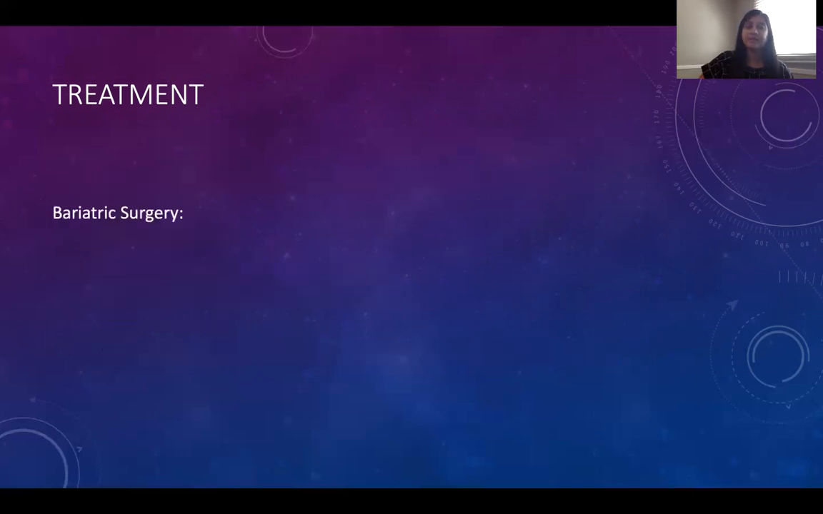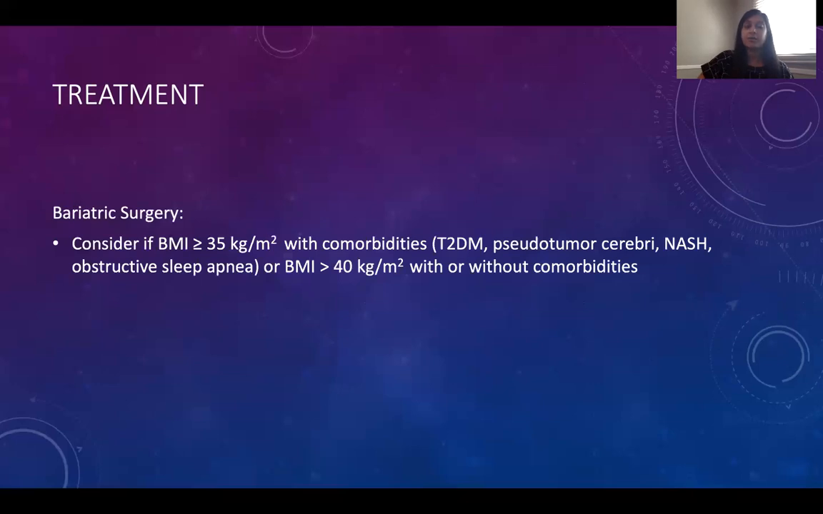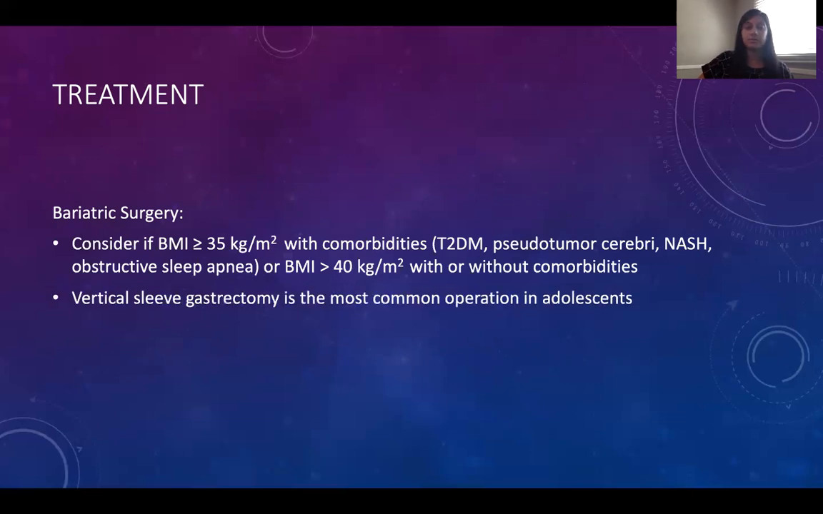And then lastly is bariatric surgery. So again, if you've exhausted your lifestyle changes, some diets, and you've even tried medications, and it's really not working, or your patient has continued to gain weight, then bariatric surgery may potentially be an option for them. But really only if their BMI is at least 35 with comorbidities such as type 2 diabetes, fatty liver, obstructive sleep apnea, things like that, or a BMI of 40 even without comorbidities. The vertical sleeve gastrectomy is the most common operation.